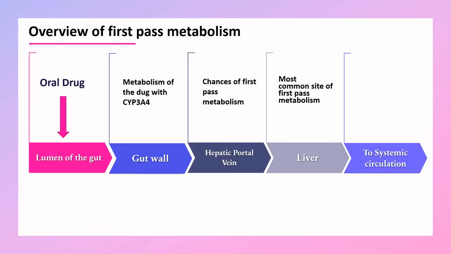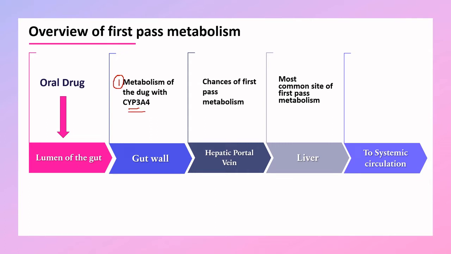Let us now have an overview of first pass metabolism. A drug that is given orally will first reach the lumen of the gut. Then from the lumen of the gut, it will cross the gut wall and reach the hepatic portal vein. From the hepatic portal vein, it will reach the liver, and from the liver ultimately the systemic circulation. During the journey of the drug from the lumen of the gut to the systemic circulation, there can be three places where the drug can undergo first pass metabolism. The first one is when the drug crosses the gut wall to be absorbed into the hepatic portal vein. This occurs due to the presence of the enzyme CYP3A4.